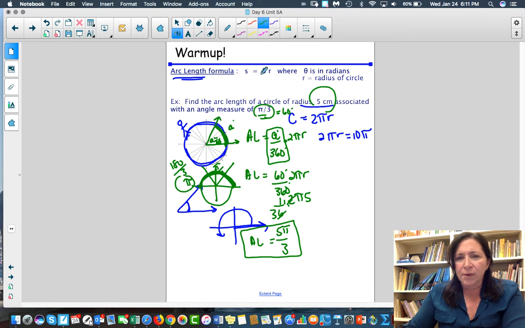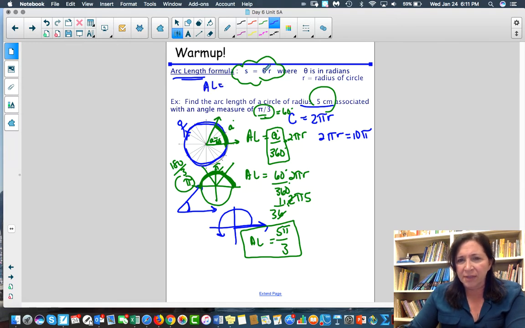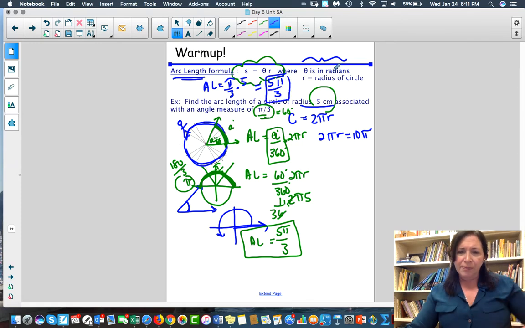Now, we also have this formula, which is an alternative to what I just did. And so S, meaning my arc length, so that basically means the arc length formula. So arc length is equal to theta, which in this case is in radians. So that would be pi over 3 times my radius, which is 5. So much quicker, 5 pi over 3. And so that's my answer for the arc length, which is the same value, just done a different formula, a different way.